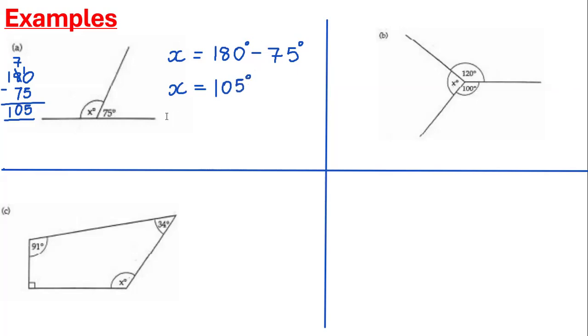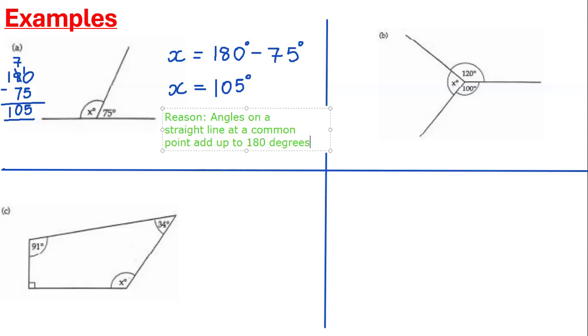And why would you say that? What's the reason? The reason is that angles on a straight line at a common point add up to 180 degrees. Angles on a straight line at a common point add up to 180 degrees. All right.